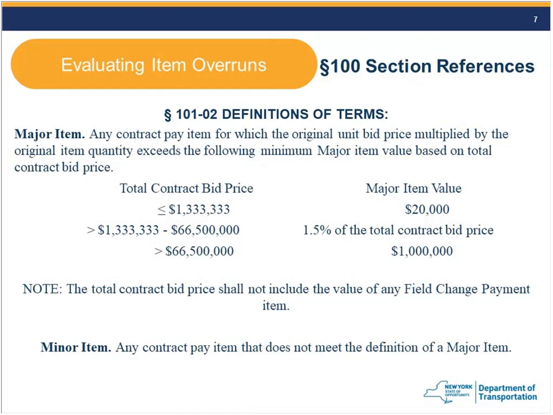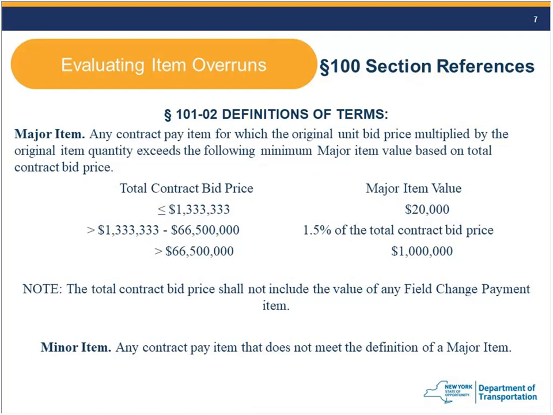We need to just go back to the 100 section for a minute. We didn't really get into this last week because we talked a lot about the 100 section, a lot of different things. But in the 100 section, we did touch on significant changes, and this is where major item, minor item comes into play. So you may have heard these terms thrown around in the field office, and you may not be 100% familiar with what a major item and a minor item are. And this is the standard specification definition of a major item.